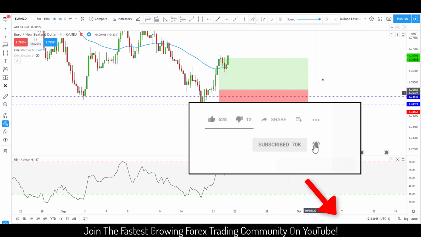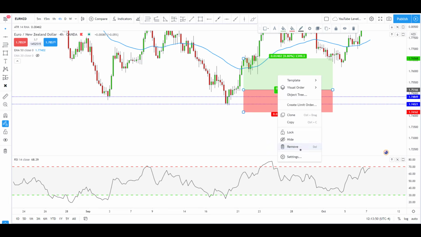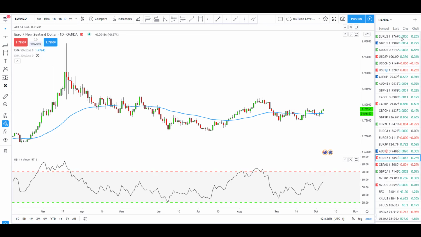We're gonna jump right in today. So the first pair we're gonna take a look at is the euro dollar. Let's go ahead and zoom the chart out to the daily chart and find the euro dollar.